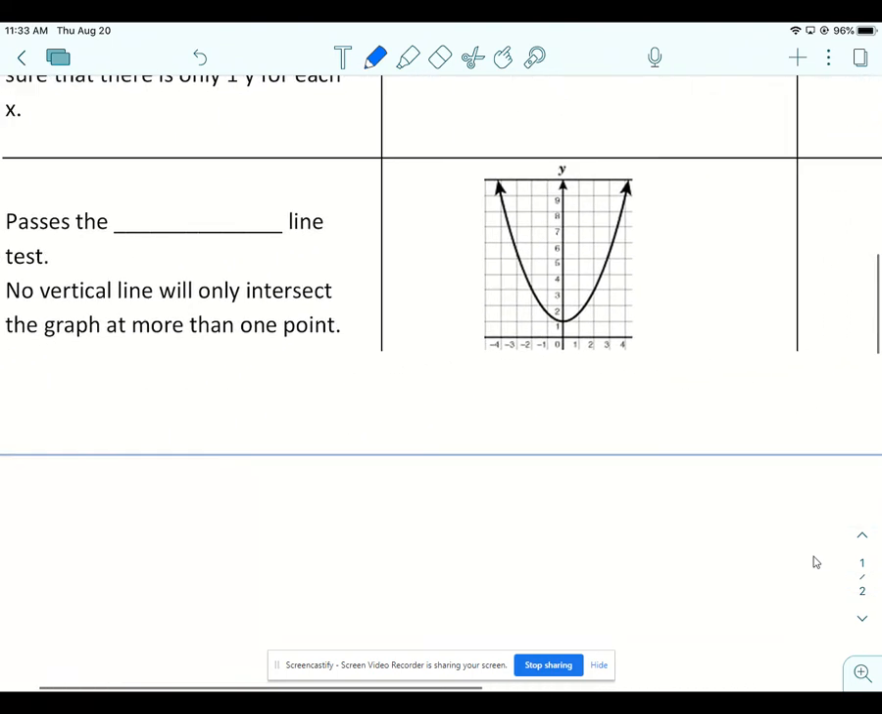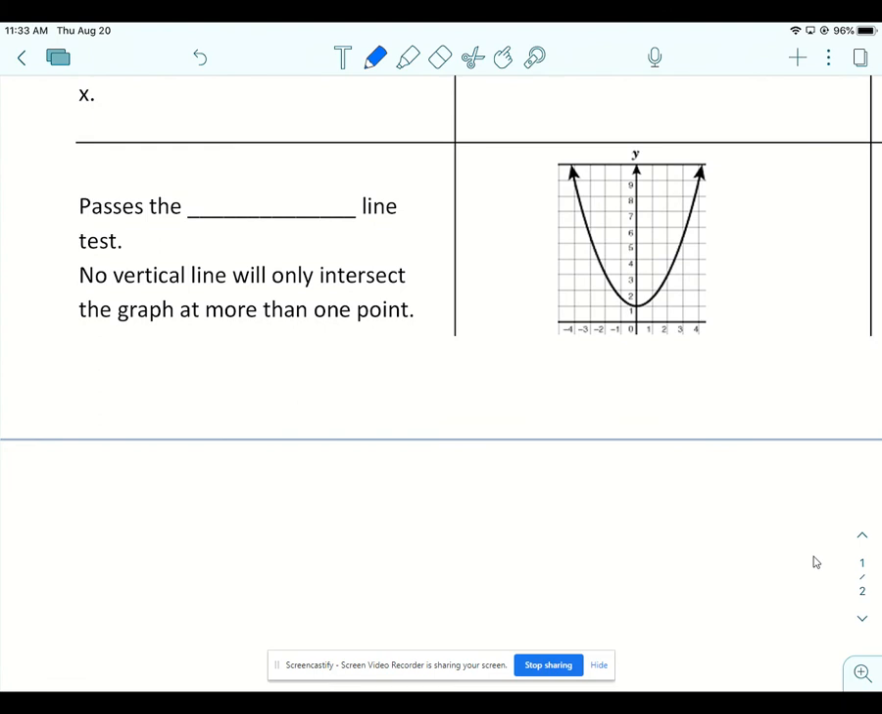Okay. And then looking at a graph, almost everybody remembers this. I think you probably talked about it in Algebra 1 and Algebra 2. A graph is a function if it passes the vertical line test. The vertical line test tells you that no vertical line will intersect more than one point if it's a function. So let me just draw a vertical line.